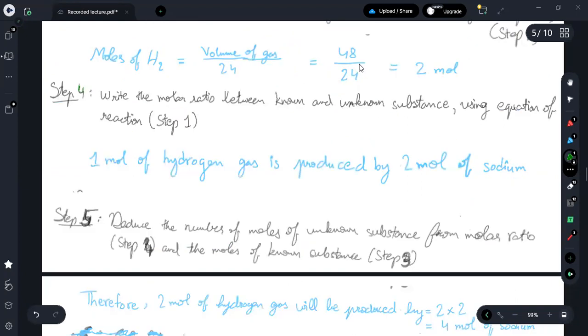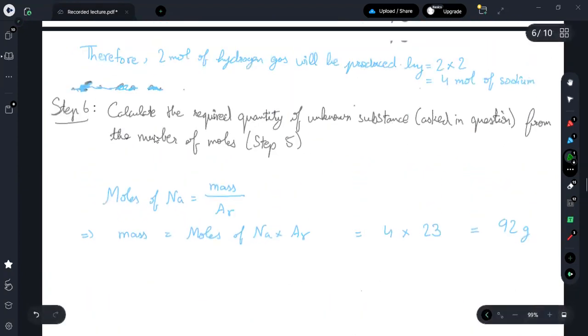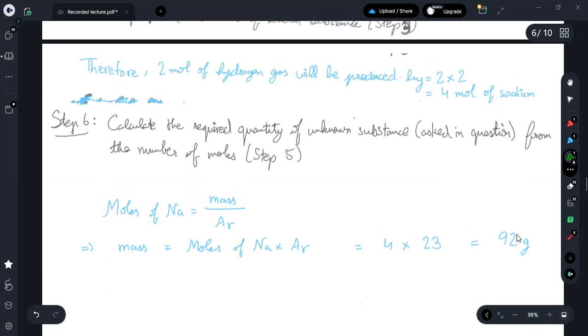So therefore, moving on to step number 6, where we had to find the required quantity. We know the moles of the sodium now. We just copied the formula which I had shown you before. Over here, this is the formula. These two quantities are known. We have to find the mass. So therefore, shift AR to the other side. Mass becomes moles of sodium multiplied by AR. This is simple mathematics. And then you know that 4 moles of sodium were producing that hydrogen, and AR from the periodic table is 23. So multiplying them gives you 92 grams. So that is the mass of sodium.